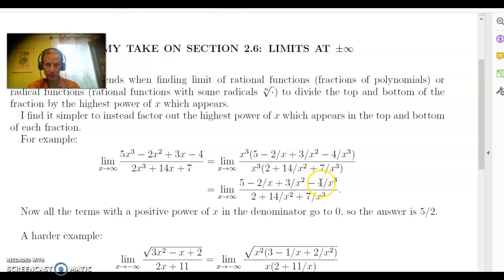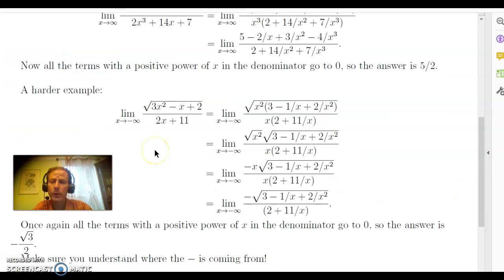So all these terms here that aren't constants, once you've got them something over a positive power of x, those all just go to 0. So you can then just immediately say that this limit is going to equal 5 halves. Now for a harder example.